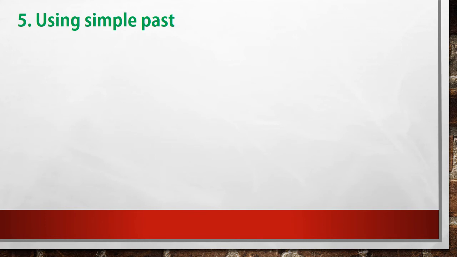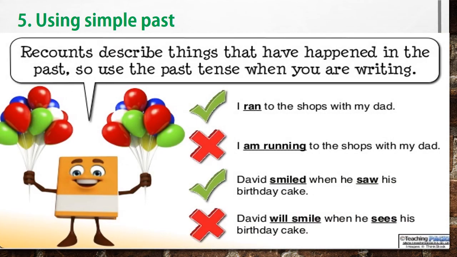And the last language feature of recount text is using simple past. Recounts describe things that have happened in the past. So, use the past tense when you are writing. Simple past uses verb two and to be, was or were. For example, first, I ran to the shops with my dad. Second, I am running to the shops with my dad. The correct sentence is the first sentence, using the word ran as verb two.